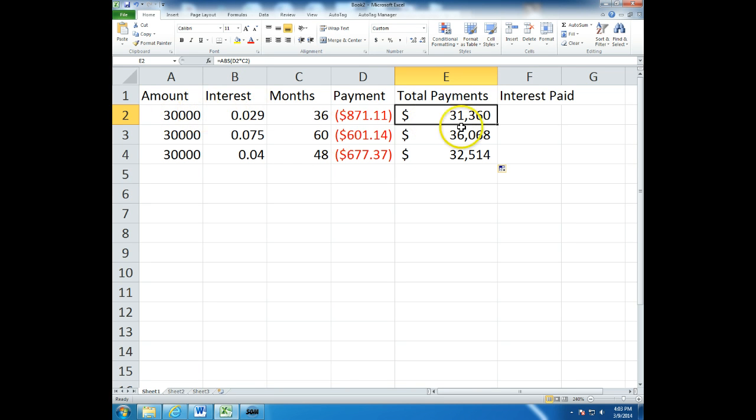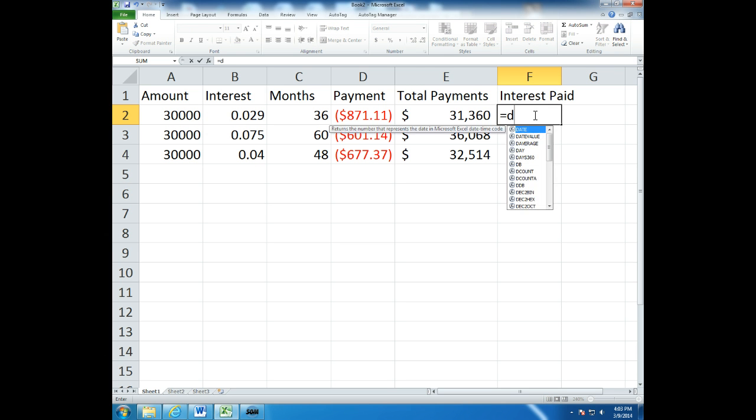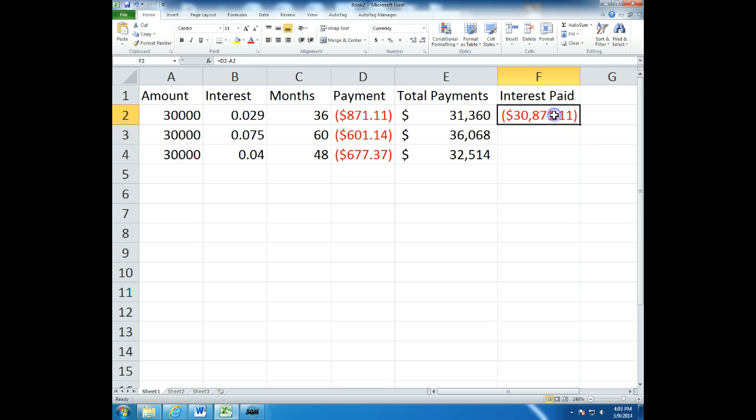So the interest paid is going to be the big number minus the actual amount, or present value, and whatever the difference is between those two numbers is my interest, of course. So equal, and I'll go E2 minus A2. And again, we could get rid of the decimal places if we want.